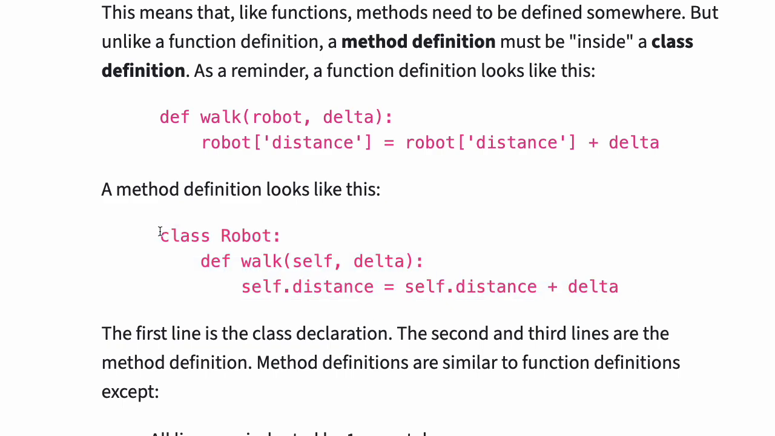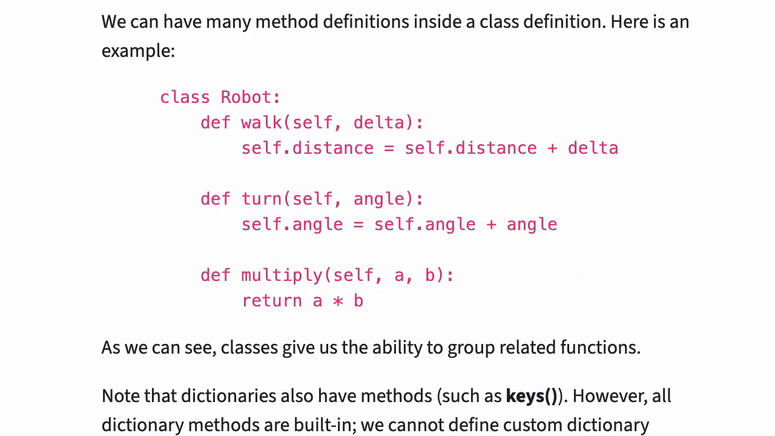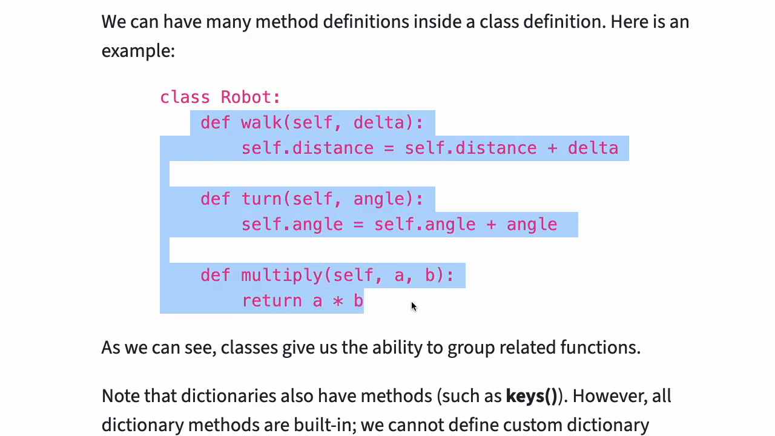The first line is the class declaration. The second and third lines are the method definition. Method definitions are similar to function definitions except that all lines are indented by one more tab, and the first method parameter is always the method call object, which is robot in our example. We can have many method definitions inside a class definition. Here's an example. As we can see, classes give us the ability to group related functions.